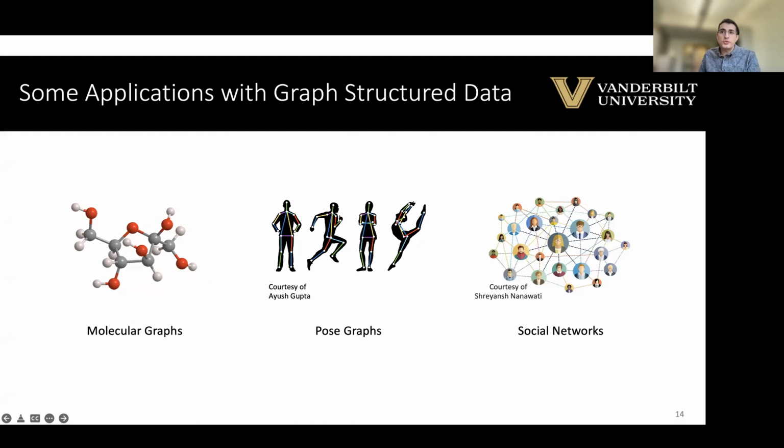In pose graphs in computer vision, for example, we can model different poses of a person as a graph and then do analysis on this graph. Or in social networks, we of course have gigantic graphs where each node is a person and their preferences and so on, right? And the edges show, for example, friendships. Okay.